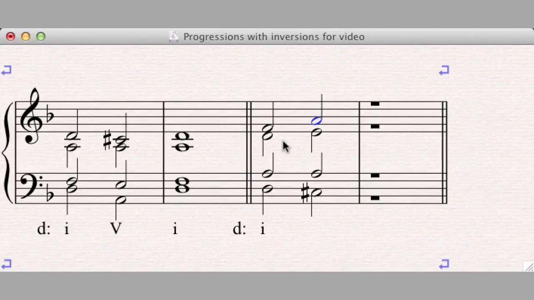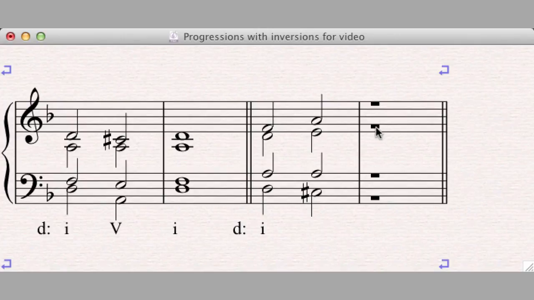Let's double check we don't have any problems there. Voice leading wise, we don't have any problems here. Let's look at the doubling. Well, we've got 2 roots, 1/3, and 1/5. Yeah, this is actually fine. This would be a common kind of voicing of a first inversion triad.